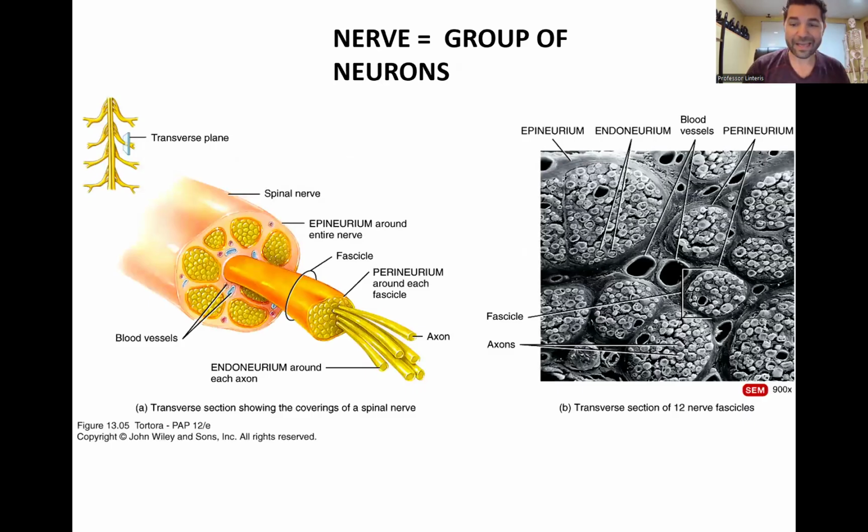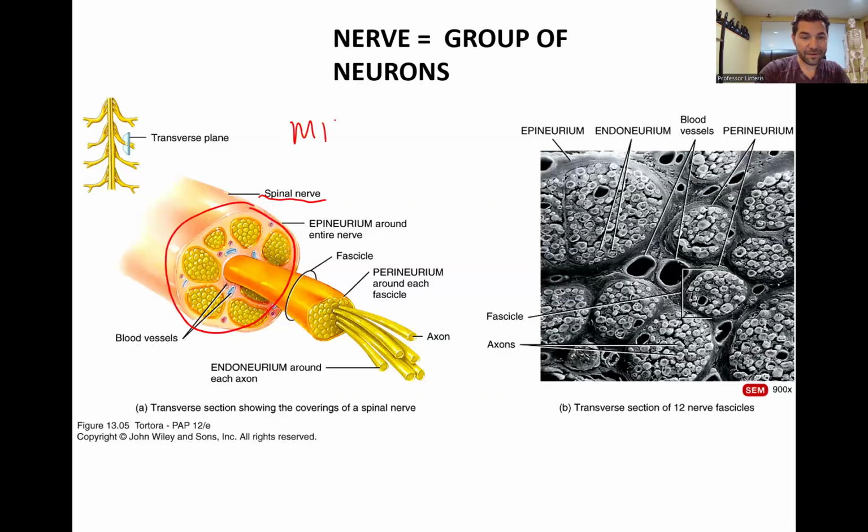First off, we have the term nerve. So a nerve, as you can see at the top, is a group of neurons. A neuron is the cell of the nervous system. On the next slide, I'm going to describe to you what a neuron is, but it's important to recognize that we have spinal nerves. In this section, we're going to be talking a lot about spinal nerves. Obviously, they are nerves that branch off the spinal cord by definition.